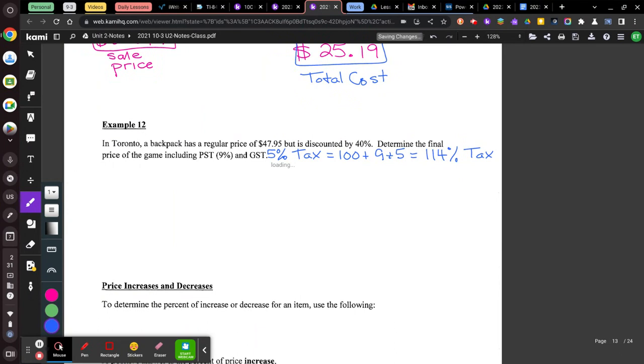So our first step is to find out how much we pay. We pay, if we're discounted 40%, we pay 100 minus the 40, which means I'm paying 60% of the cost. So we pay 60%. That's what I'm going to divide by 100 to get my decimal.